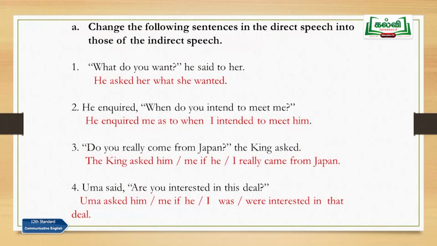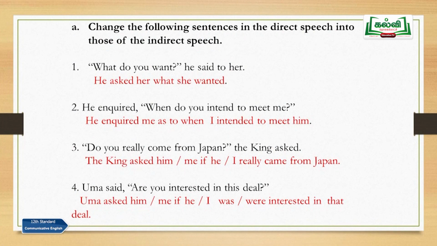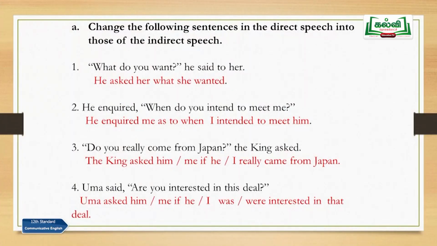Now remember, this "said to" gets changed to "asked". Whenever it is an interrogative sentence, "said to" will be transformed into "asked". So, he asked her. Remember, there should be no "to" after "asked". He asked her. If it is a statement, he told her. Never write "told to her". Okay, he told her that he wanted something. So here is a question. So he asked her.